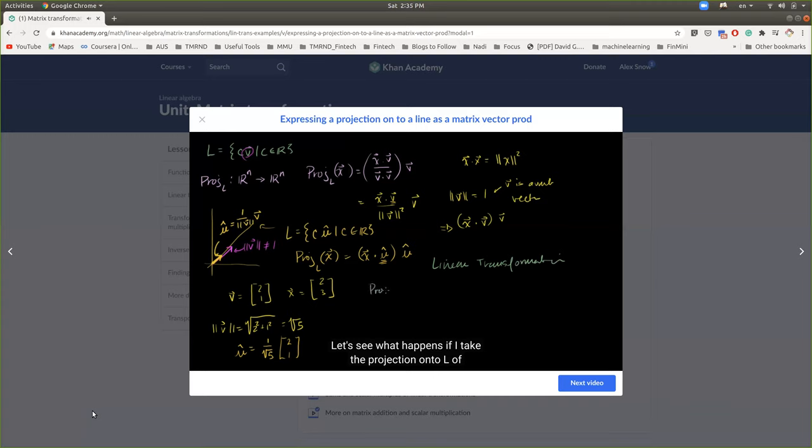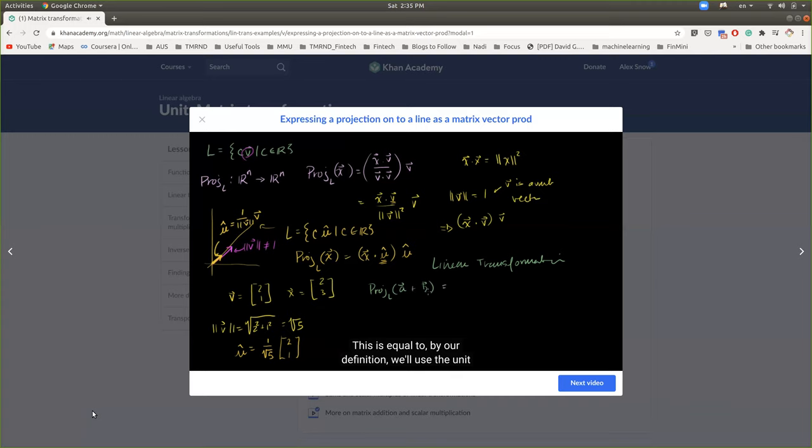The first is, let's see what happens if I take the projection onto L of two vectors. Let's say the vector A plus the vector B. If I take the sum of the vectors, if this is a linear transformation, this should be equivalent to taking each of their projections individually and then summing. Let's see if this is the case.